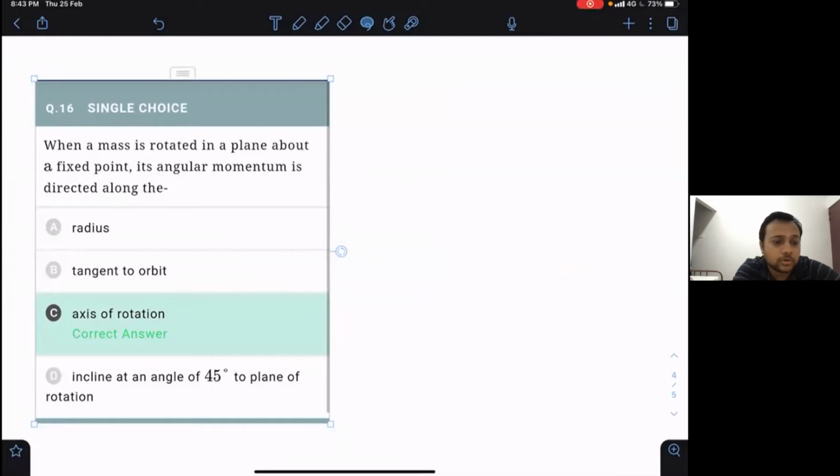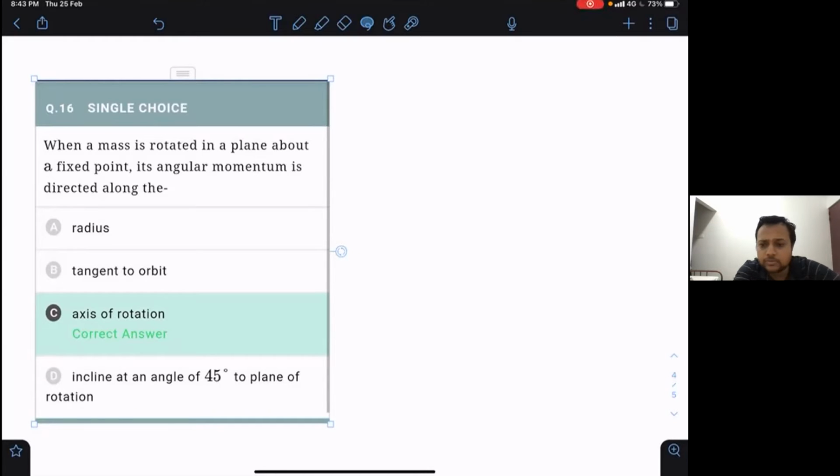When a mass is rotated in a plane about a fixed point, its angular momentum is directed along... Actually, it's an incomplete question because it's not given angular momentum about what. Is it an angular momentum about an axis? Is it about a point? And if it is about a point, then with respect to what point are we talking about? Based on the point chosen, there may be many different angular momentums, at different angles with respect to the plane of rotation.